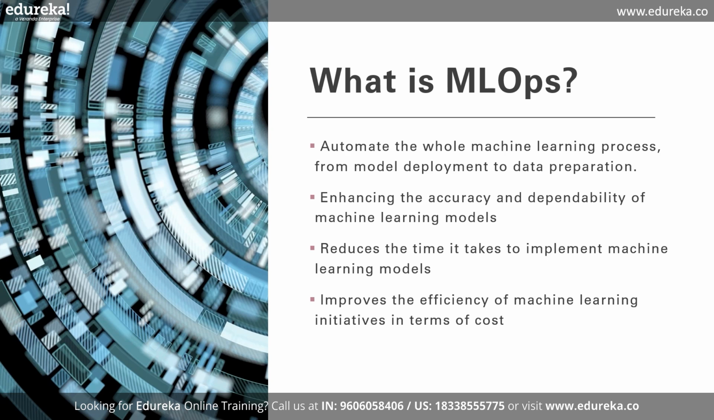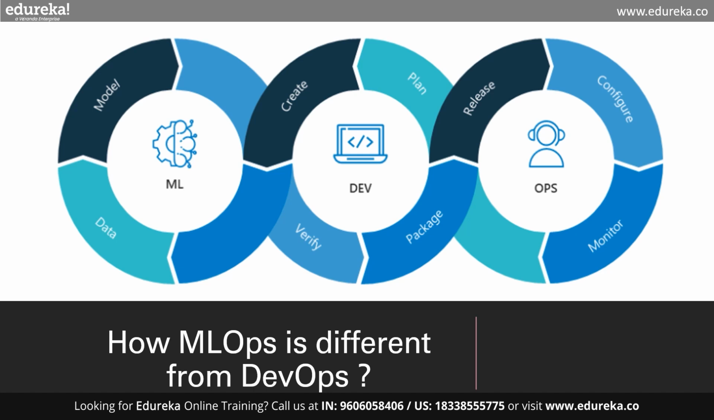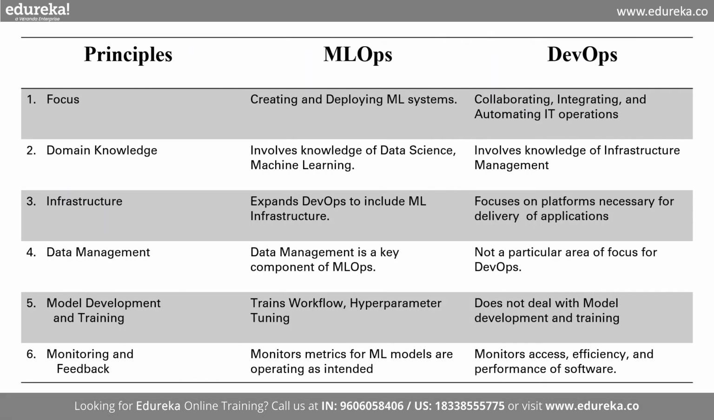MLOps helps you automate your machine learning process from data preparation to model deployment, which also enhances the accuracy and dependability of your machine learning models, reducing the time it takes to implement them and improving the efficiency of your models. Now let's talk about how MLOps is different from DevOps. Because MLOps ideas evolved from DevOps principles, DevOps and MLOps share many fundamental similarities. But how they can be carried out differently, let's talk about that.